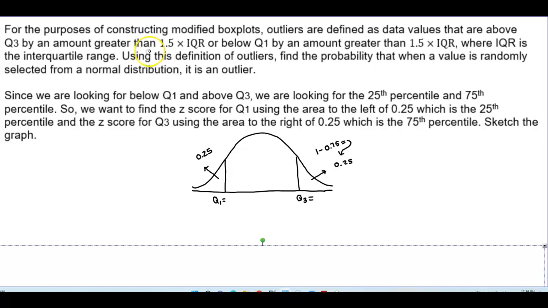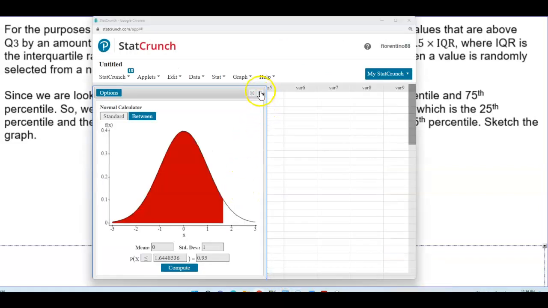So let's go ahead and shade those two. Okay, and so now we can use StatCrunch to find out what are those z-scores associated with Q1 and Q3. So we're going to open up StatCrunch.